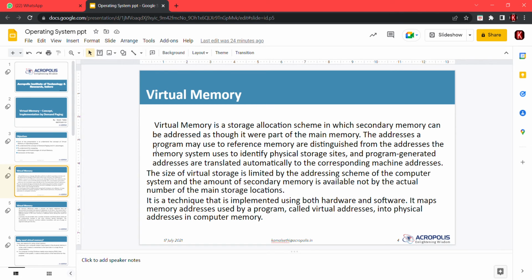Now, starting with virtual memory. Virtual memory is a storage allocation scheme in which secondary memory can be addressed as though it were part of the main memory. The addresses a program may use to reference memory are distinguished from the addresses the memory system uses to identify physical storage sites.